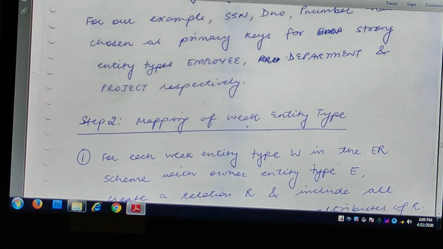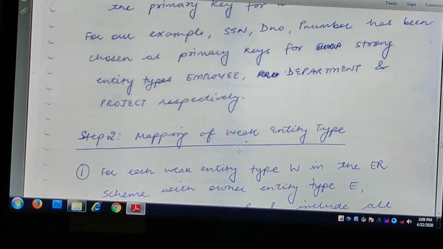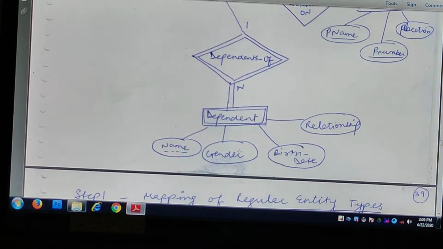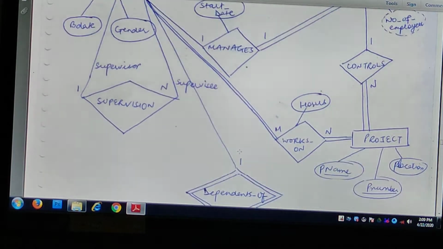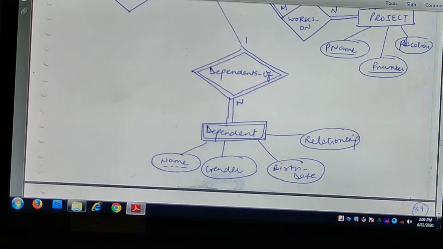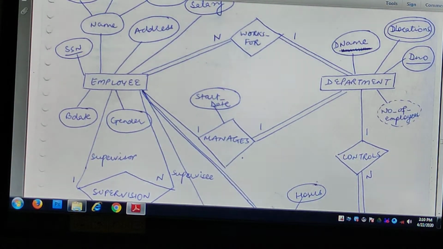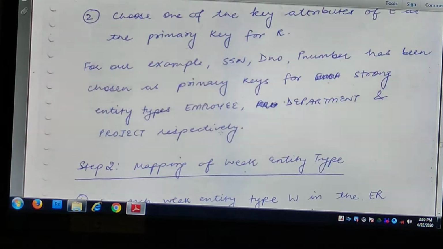And now the mapping of weak entity type. For each weak entity type, we will create a relation schema. For the weak entity type, the primary key will be the combination of the primary key of the parent or the owner entity type and this discriminator. What I mean is, the primary key of dependent will be a composite key that will be the combination of this SSN and name. This is what is written there.